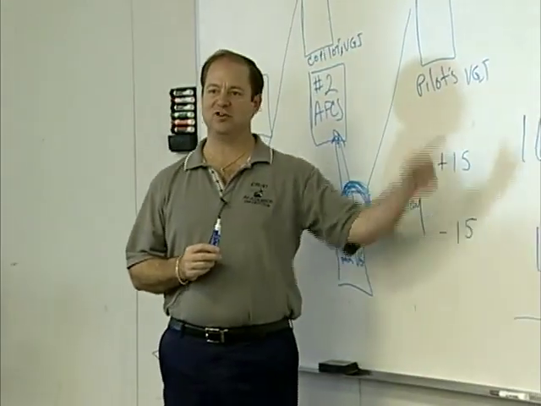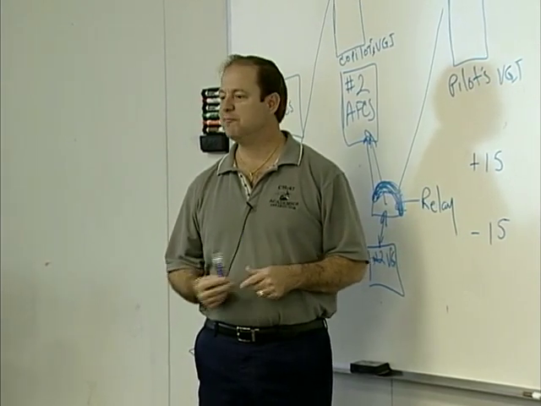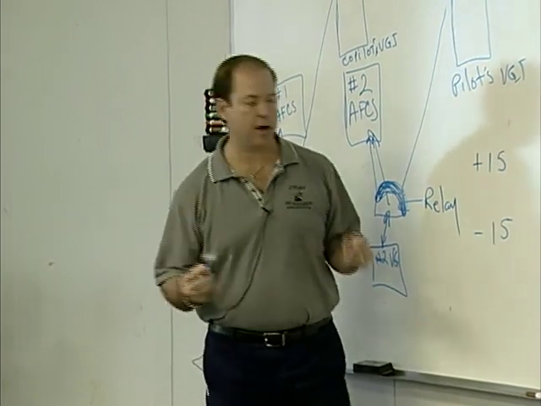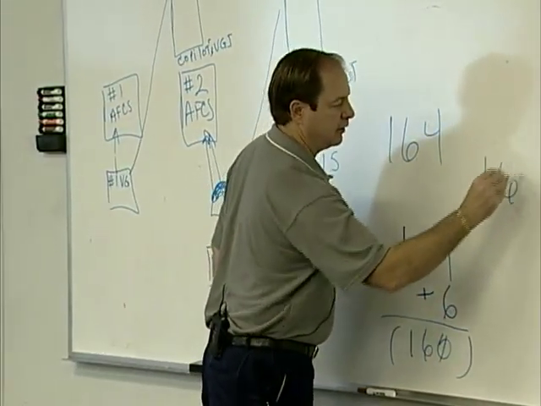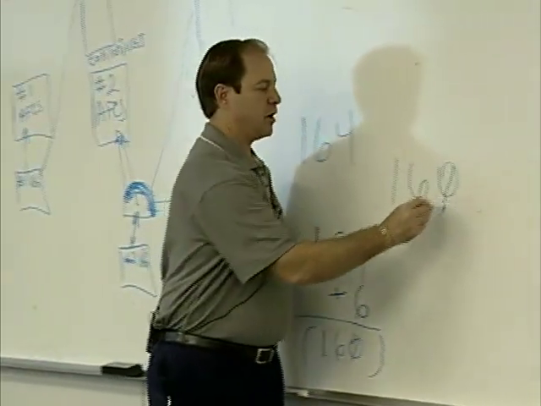Now, are we done yet? No, because now I have two airspeeds. Which one am I going to use? What makes sense? The lowest of those two numbers. So we're going to use 160 knots. Now, what has that become to us? Our VNE.